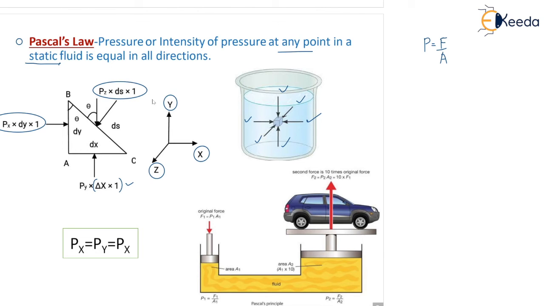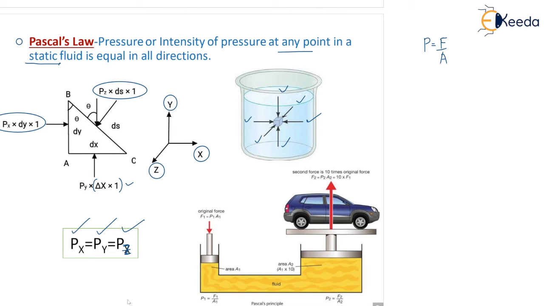Pascal's law is saying that pressure, or intensity of pressure, at any point in a static fluid, these two conditions are important, at a point but in a static fluid, is equal in all directions, whether it is x, y, or z. So we can say here, as per this relation, Px equal to Py equal to Pz.